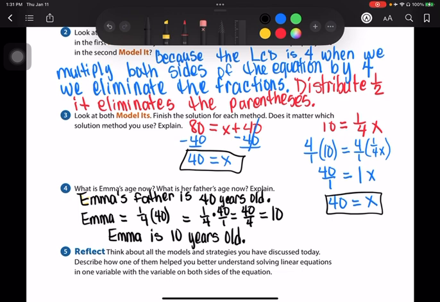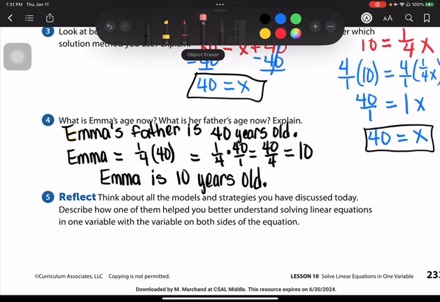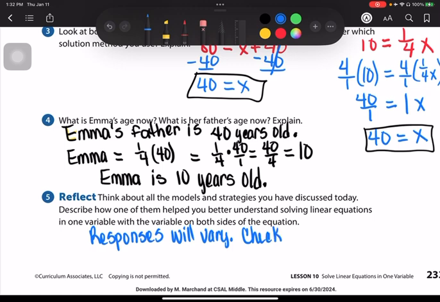All right, for the reflection, your answers may vary, but I want you to think about all the models and strategies that we discussed. Describe how one of them helps you better understand solving linear equations with the variable on both sides. So this one, I'm going to ask Ms. J or Ms. Banks to go ahead and check your answers, because here your responses will vary. And I'm asking that they check the student responses.